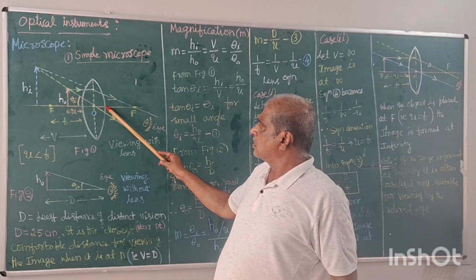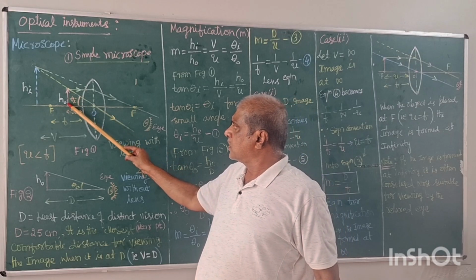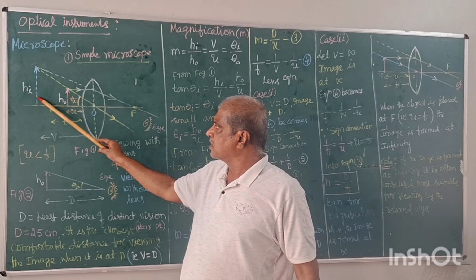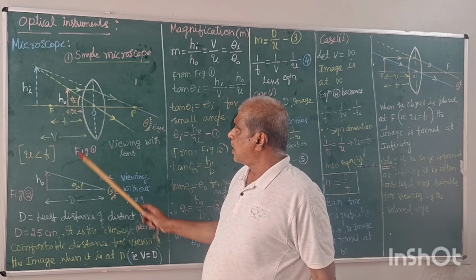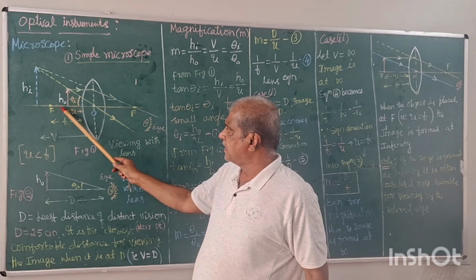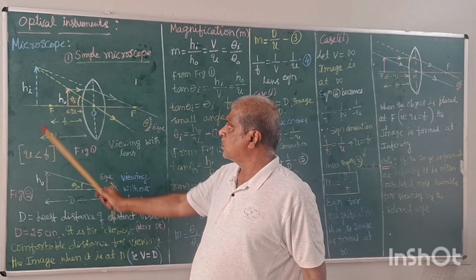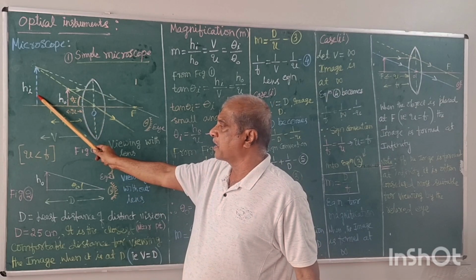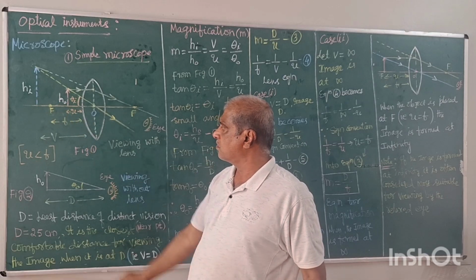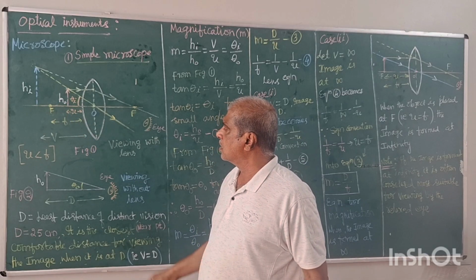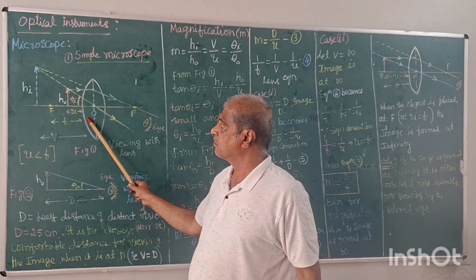And the diagram shows this object produces a magnified image like this. In a simple microscope, the object is always placed within the focal length like this. It produces an image like this: a magnified image, virtual image, and erect image. You have to concentrate on the magnification.